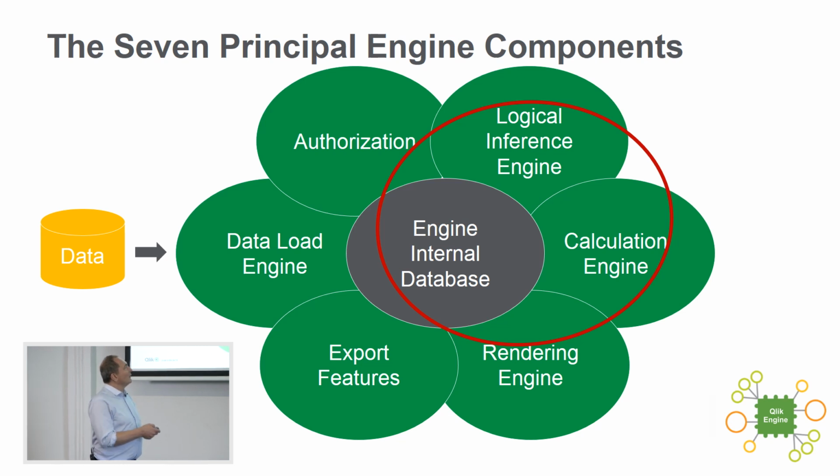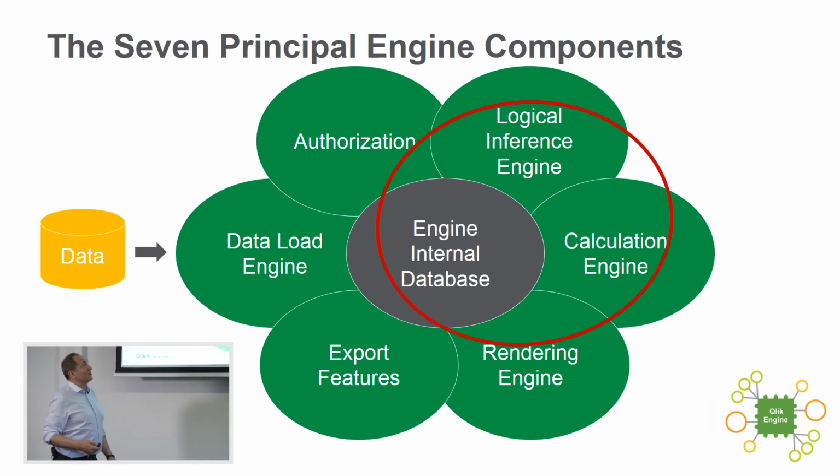its work. And then there are other components like the rendering engine. When you have the result, you want to draw it on the screen also. And this is done differently in QlikView and Qlik Sense. In QlikView, we very often produce an image on the server and then we send the image to the client, whereas in Qlik Sense, we always send the data to the client and have client-side rendering. And then there are some export features, but I'm not going to touch those at all. In fact, I'm going to talk mostly about the logical inference, the internal database, and the calculation engine.